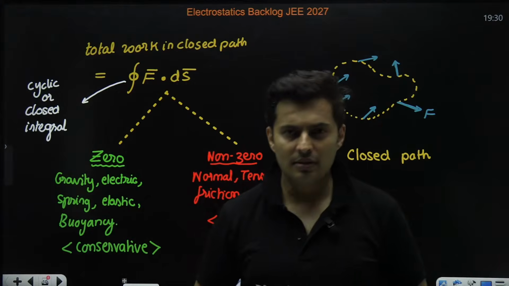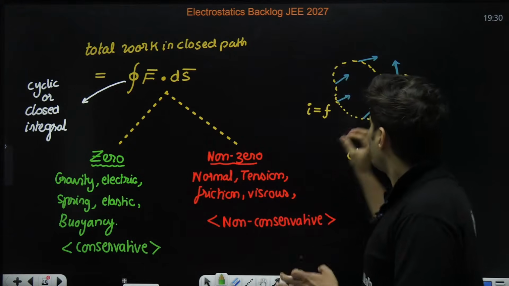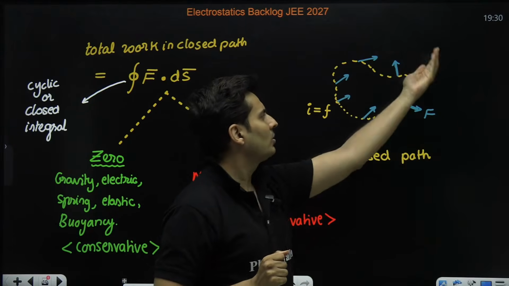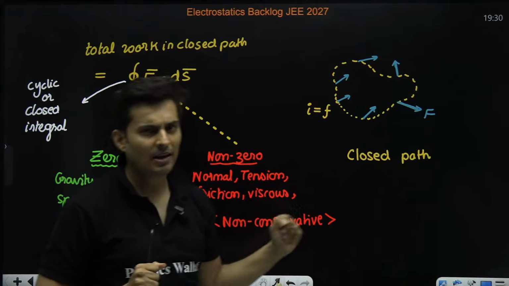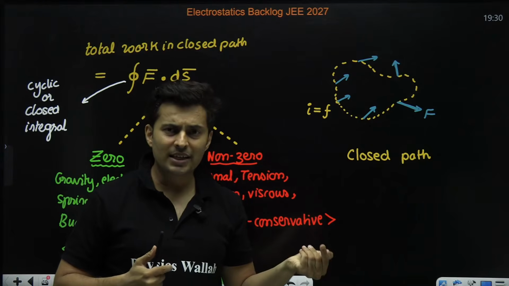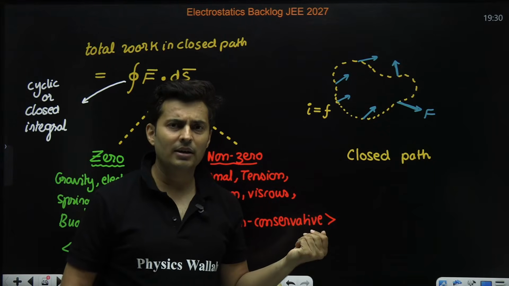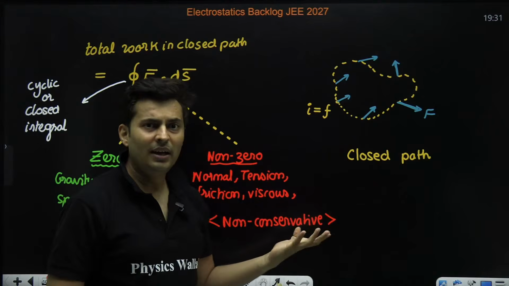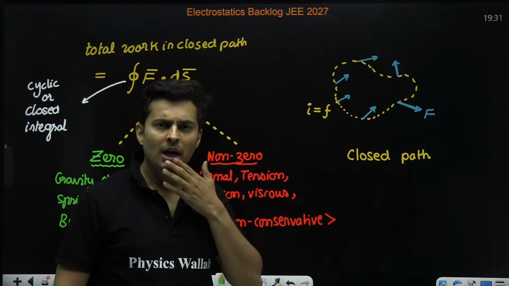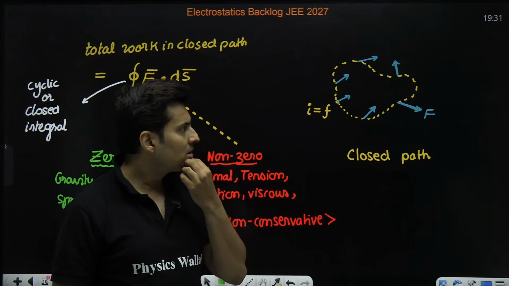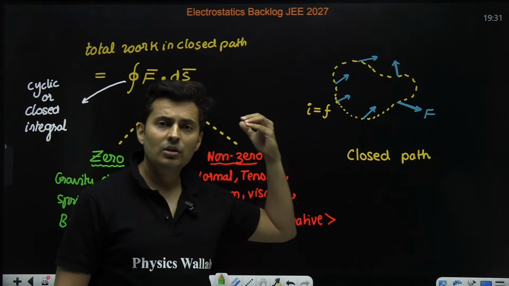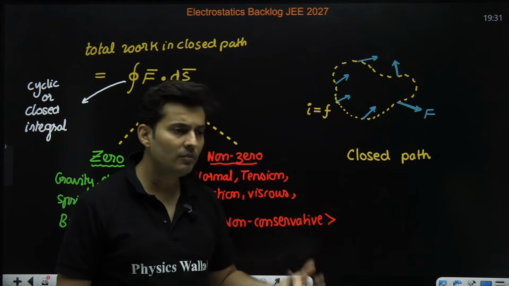Think of it like this. You start from a point, you are pushing an object and bringing it back to the same point. You ask friction, bro, how much work did you do? And friction says, I did negative 50 joules. And you are wondering, what is this? I came back to the same point and still friction did some negative joules of work.